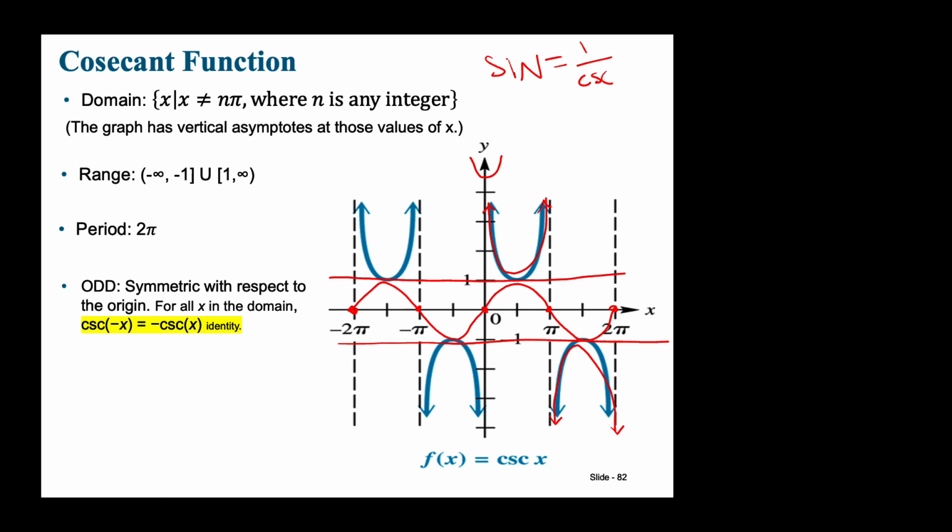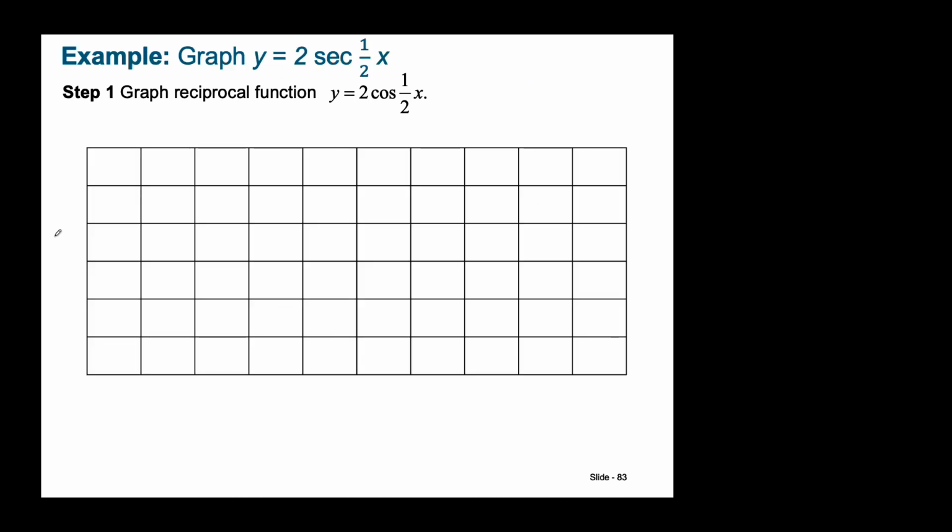Let's look at some examples. We're asked to graph y equals 2 secant of 1/2 x. All right, so for these, our step process is slightly different. We're going to start by graphing the reciprocal function. So notice that we just rewrote it from here to here. The only thing we changed is we changed it from secant to cosine. Why? Because cosine and secant are reciprocal functions.